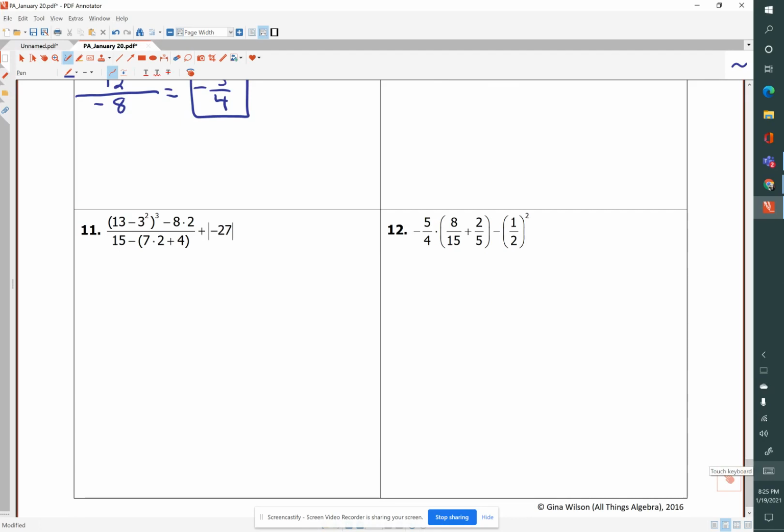And the last two problems, be very careful with this one. We've got this absolute value term at the end. It's not in the numerator or the denominator, it's added at the end.